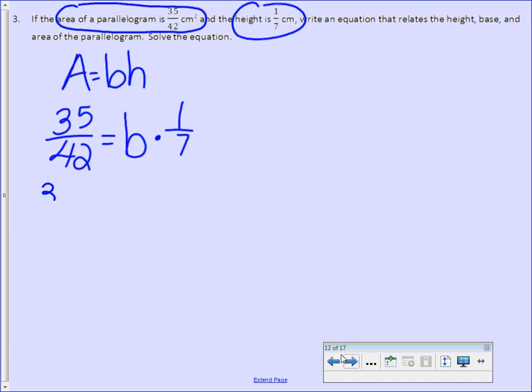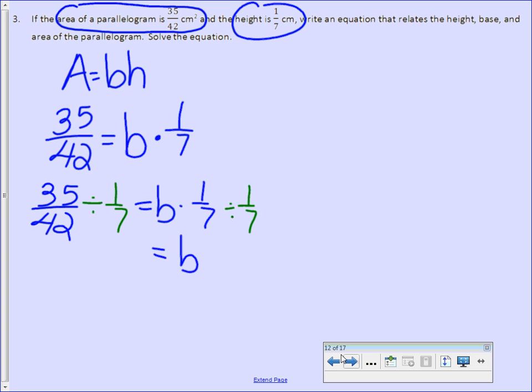Exactly. We're going to use what we know about the identity property, and we're going to divide both sides by 1/7. Whatever I do to the one side, I have to do to the other side to keep it balanced. So that cancels out on the right, leaving me with B. What's my rule for dividing fractions? The first one I keep the same. I change the division to multiplication, and I take the reciprocal of the second fraction.